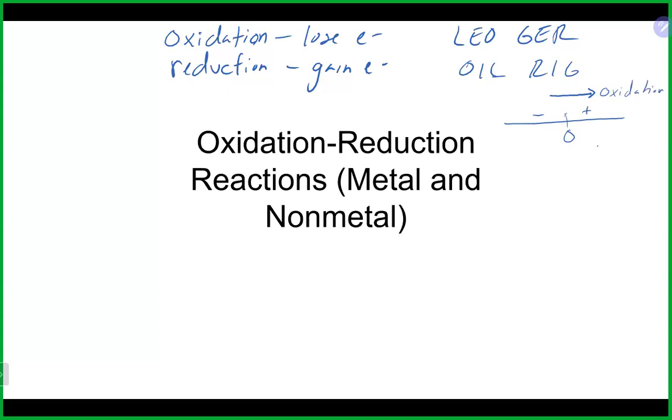If you look at the charge or oxidation state of an element on both sides of the arrow, and it is moving in this direction, becoming more negative, that thing is going through reduction.